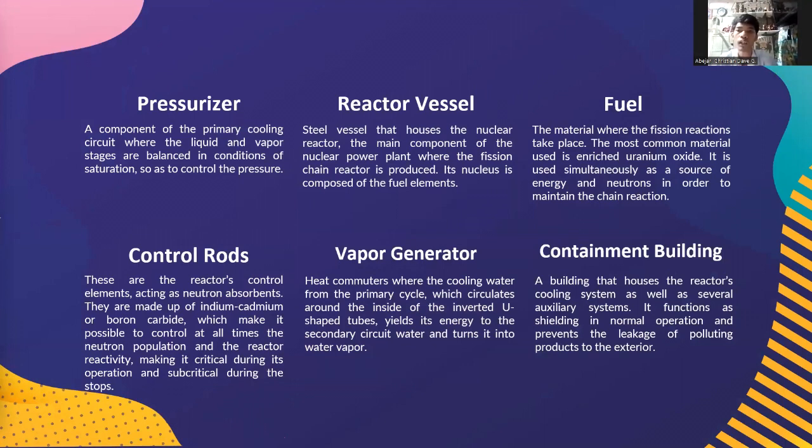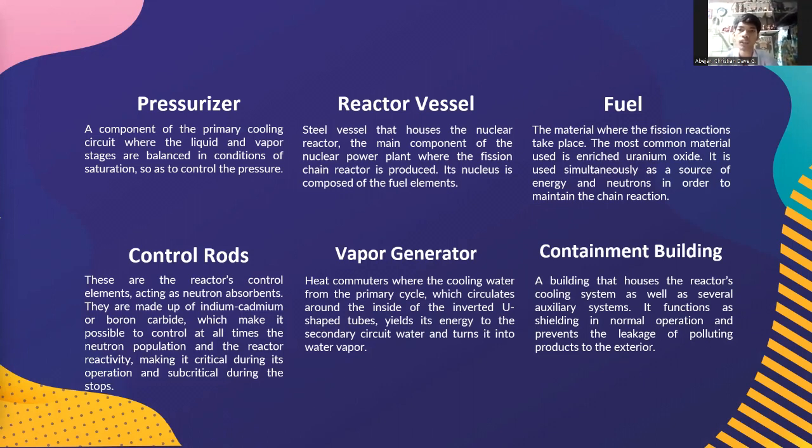The first component that we have is the pressurizer, a component of the primary cooling circuit where the liquid and vapor phases are balanced in a condition of saturation so as to control the pressure. So like we said, it is a cooling circuit that controls our pressure, and then provides the surge volume for the reactor coolant system.